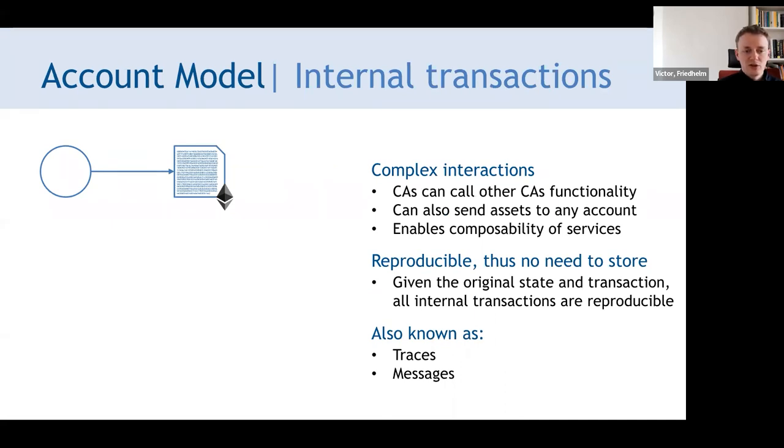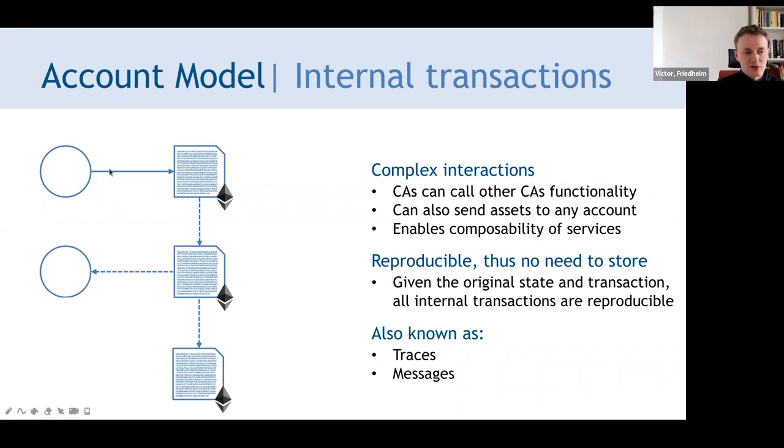In the account model, there are also internal transactions, and these allow for more complex interactions. As I've said, every transaction always needs to originate from some EOA, but smart contracts can talk to each other. And they do that essentially by, you can imagine it like sending transactions to one another. These are sometimes called messages, or the set of these messages is sometimes called traces. So you can imagine that if some EOA calls this code account, then that code account may call some other code account, and that one in turn some other code account. And they can call functionality, but they can also just send value back to some other EOA, for example. All that is possible, and that is how you would be able to have transactions that have multiple outputs, for example, similar to the UTXO world.